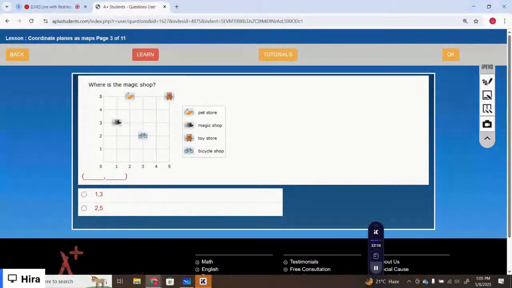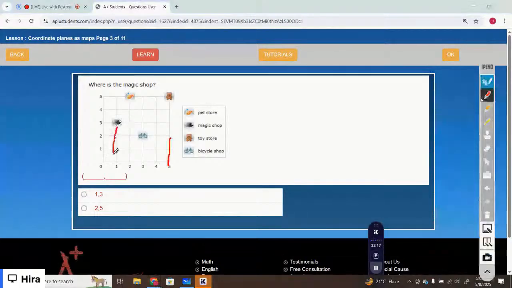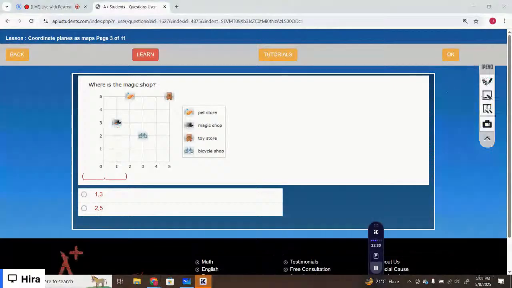Where is the magic shop? Here it is. So the magic shop is at 1 and 3. Option number 1 is the correct option.